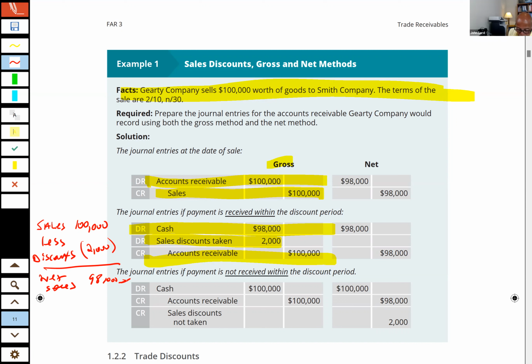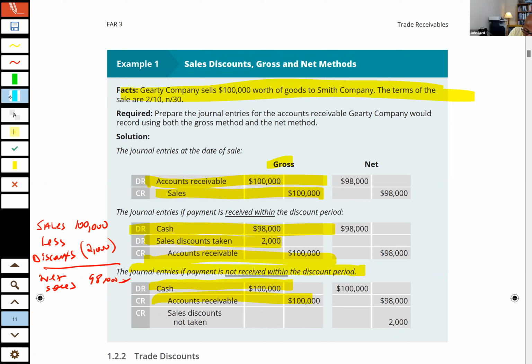Okay. Now, if the amount is not received within the discount period, then of course you simply do what? Debit the cash and credit the account receivable. Nothing to that.